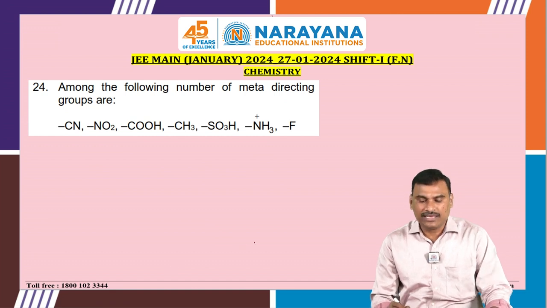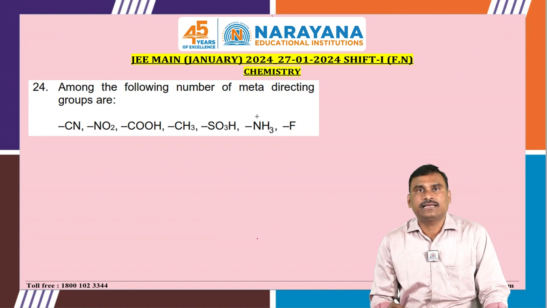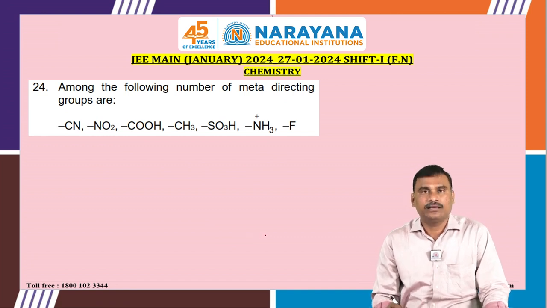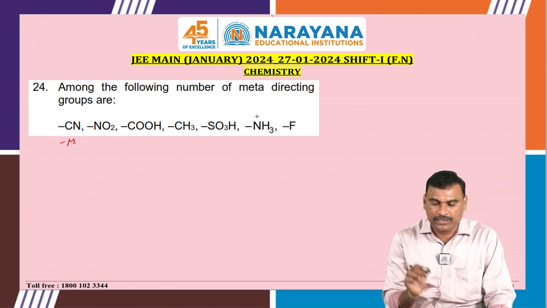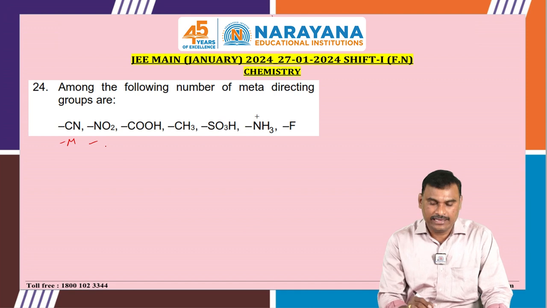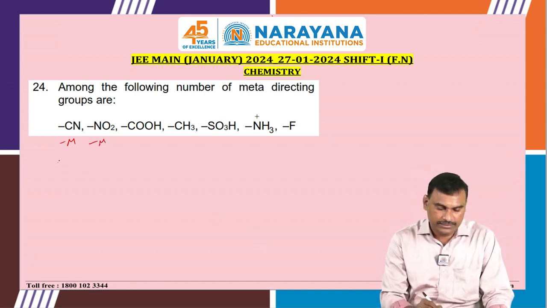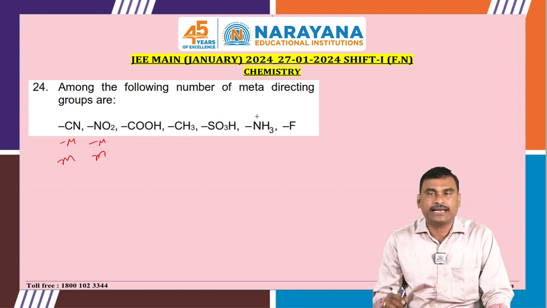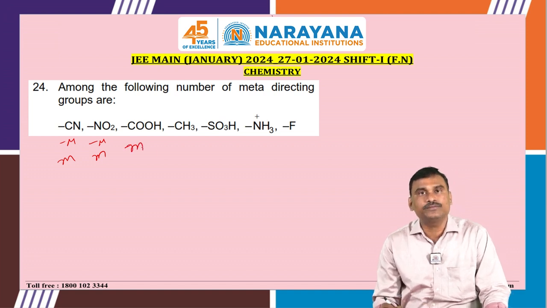24. Among the following, find the number of meta-directing groups, that is, the direct influence on the benzene in electrophilic substitution. Cyanide is a -M and -I group, therefore it is a meta-directing group. NO2 is a -M and -I meta-directing group. COOH is also a -I and -M group, a meta-directing group.